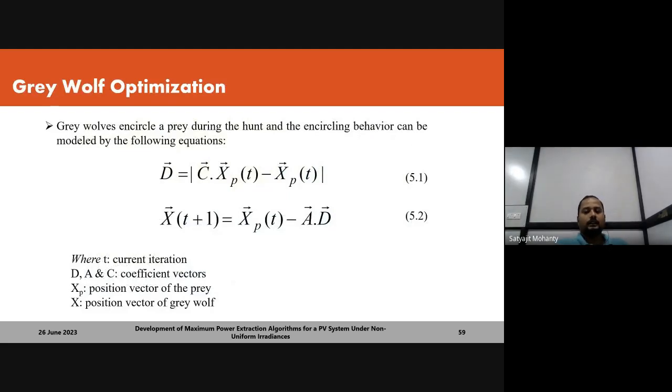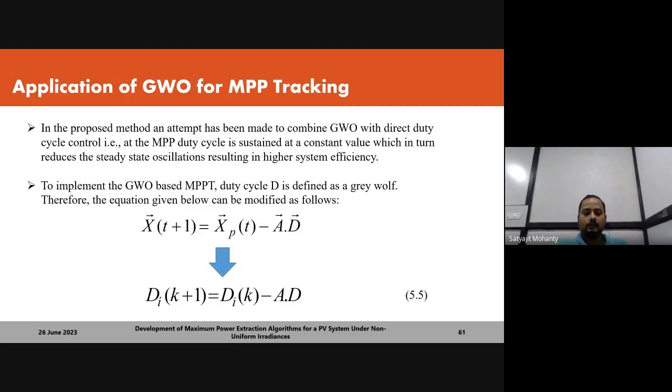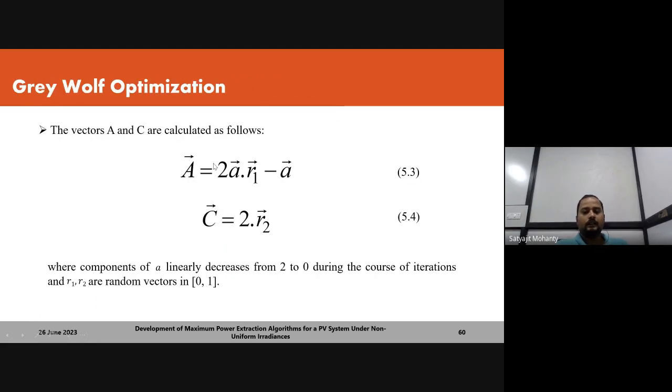Okay, so these are the equations involved in it. First I will tell what led to choosing this gray wolf. In case you use particle swarm, we have 6 parameters which you need to tune. But in gray wolf we have only one parameter, that is A. This is the only thing we need to tune. Okay. And it linearly decreases from 2 to 0.